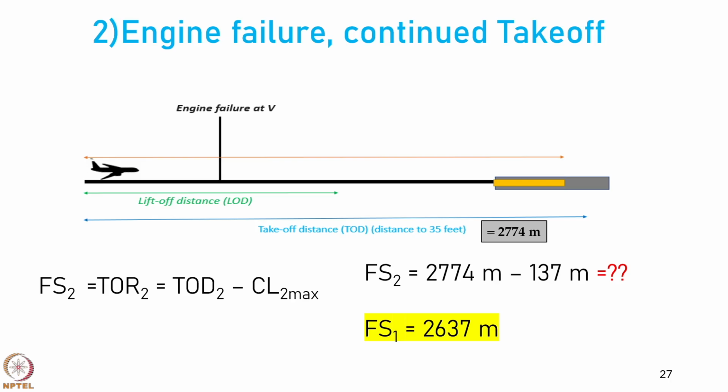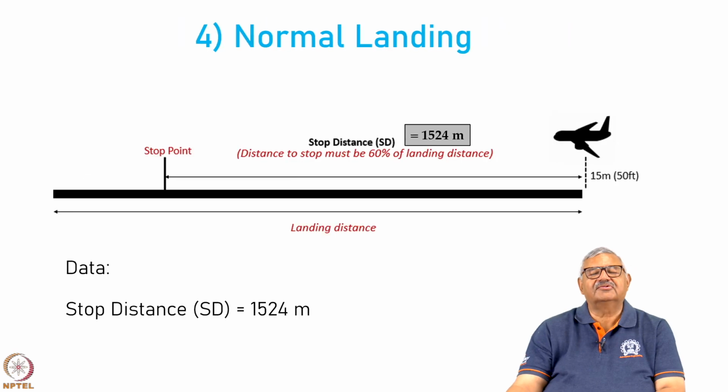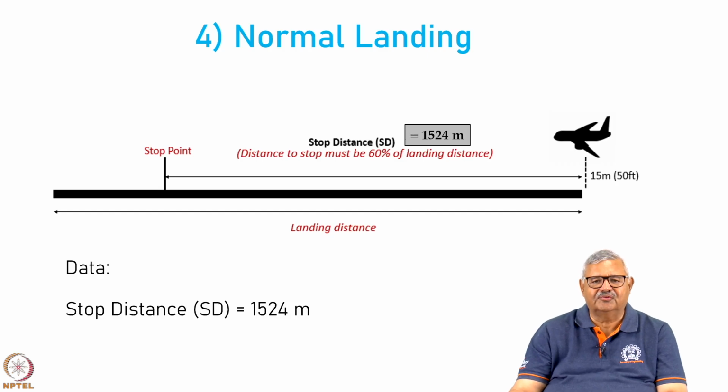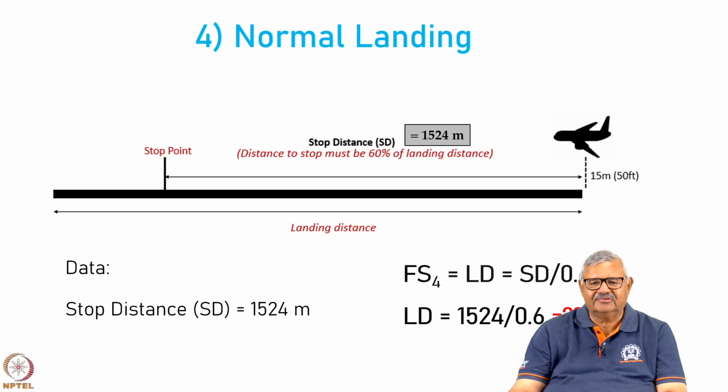This is the second number which we need to remember. The third number is the normal landing case. Here the stop distance is given in the data as 1524 meters. So, therefore, what we do is we just divide that by 0.6 to get the landing distance, which is also called as Fs4. So, that will be 1524 divided by 0.6. Already we have calculated that, and that number is 2540 meters.